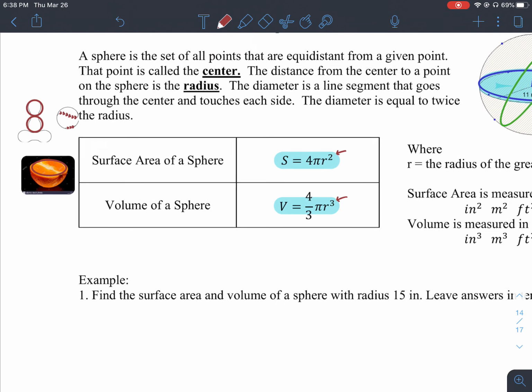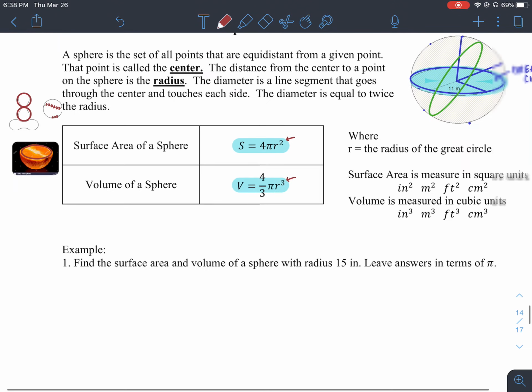And so that's a big difference there. It's a really easy place to make a mistake. So you just have to be careful. One way to think about it is units. Units for surface area are inches squared, meters squared, feet squared. So my radius is going to be squared. Whereas volume's units are inches cubed, meters cubed, feet cubed. So I need to cube my radius.